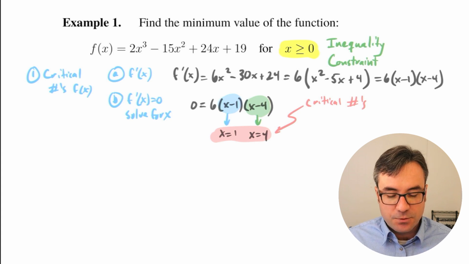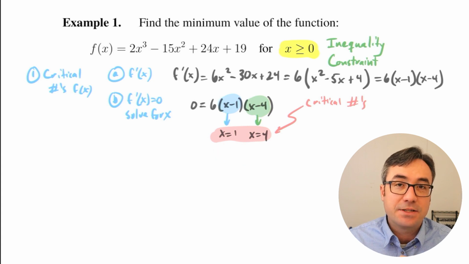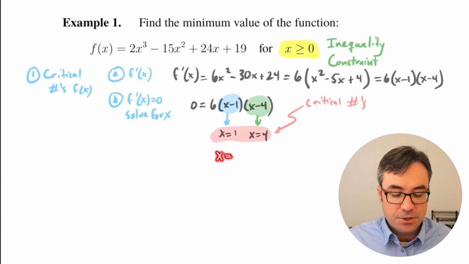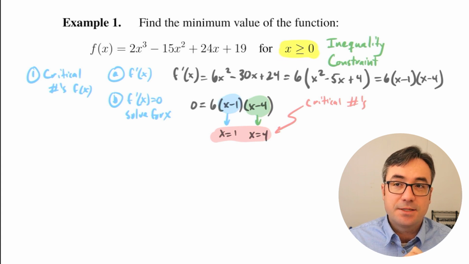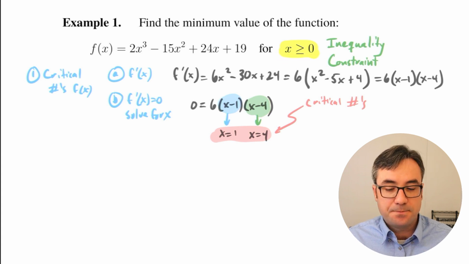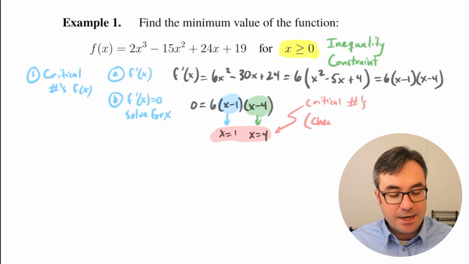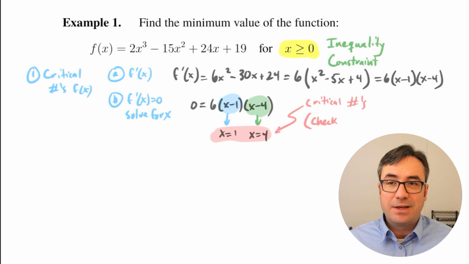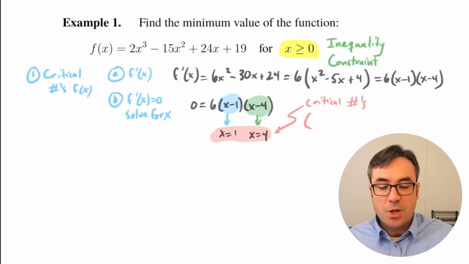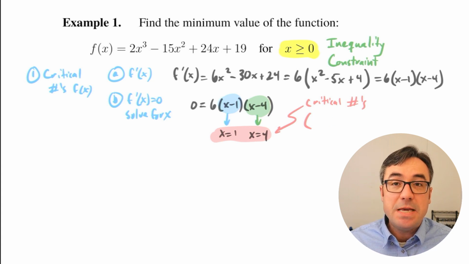If, for instance, we had found -1 as a critical number, well, that doesn't meet the constraint, and so we wouldn't use it. So when you have your critical numbers, you want to check. Well, let's put it this way: you only want to use the ones that meet the constraint.